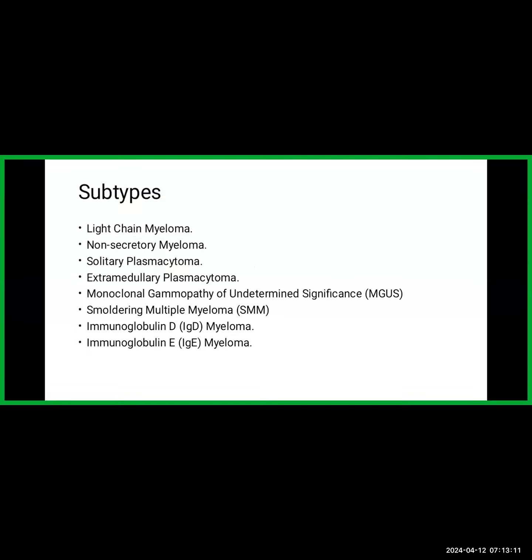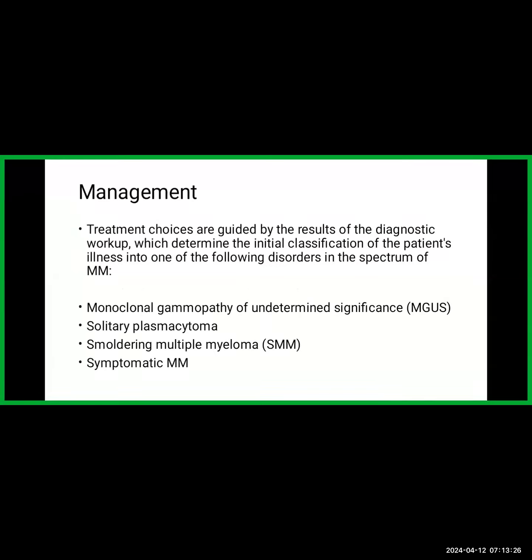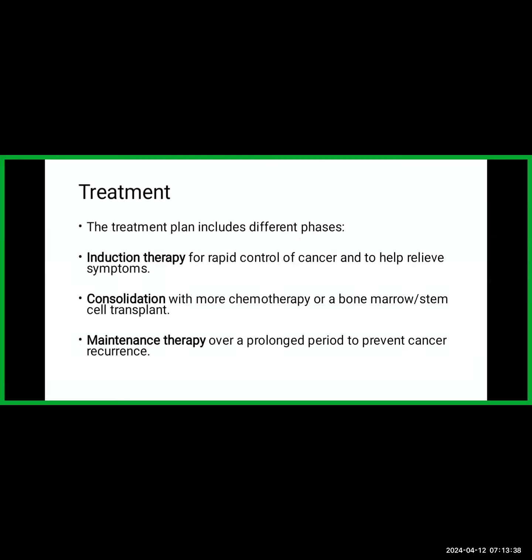So these are the subtypes: light chain, non-secretory, solitary, extramedullary, the monoclonal gammopathy of undetermined significance, smoldering, immunoglobulin D, immunoglobulin E. Management is generally guided by results of the diagnostic workup and the initial classification of the patient's illness into these subtypes. The treatment plan includes different phases. The induction therapy, consolidation, and maintenance are also done.